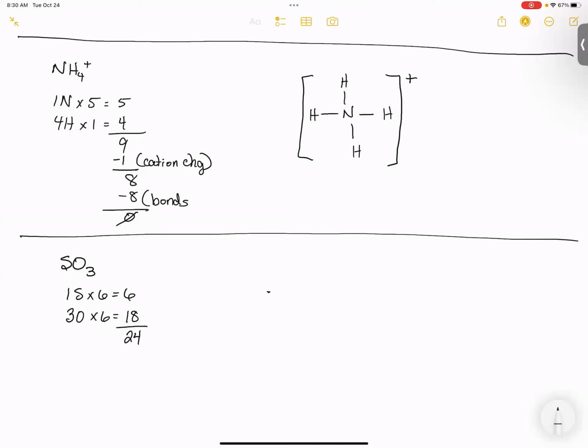Now, when we come up with the structure, the sulfur is going to be the central atom around which we're going to place our others. We're then going to draw a single bond between the outer atoms and the central atom and subtract 2 for each bond we drew. We drew 3 bonds. 3 times 2 is 6, so we'll subtract out 6 due to the bonds, and that leaves us 18 left to distribute. We're told to give our external atoms an octet. So we're going to give our external atoms their octet.